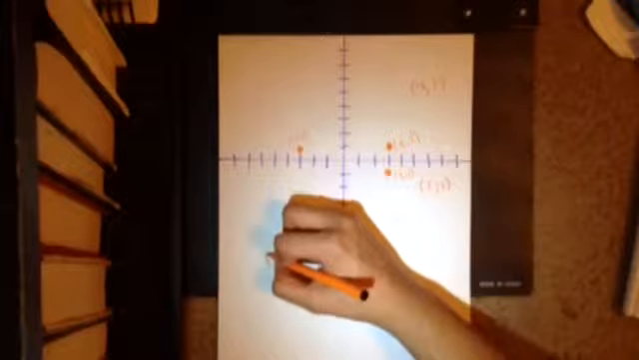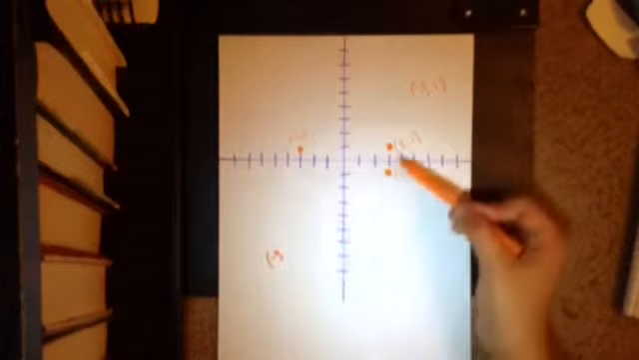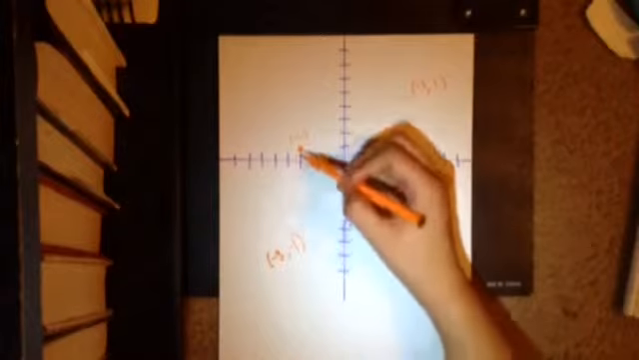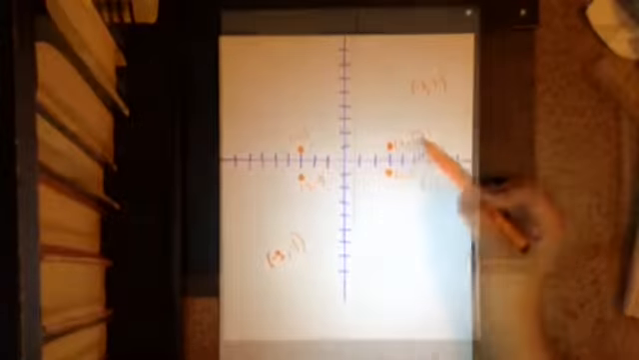So this point is the reflection across the x-axis of (3, 1). Now to get origin symmetry, we're going to switch both values. So it's going to be -3, since that's the opposite of 3, and -1. And we're going to graph that. So this point is going to be the origin symmetry of (3, 1).